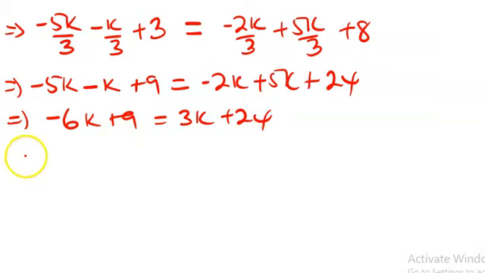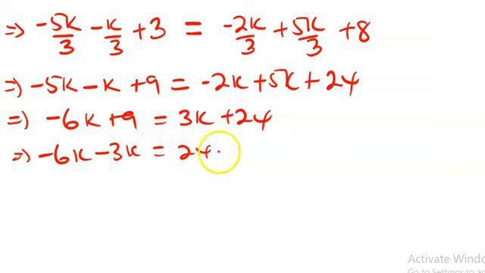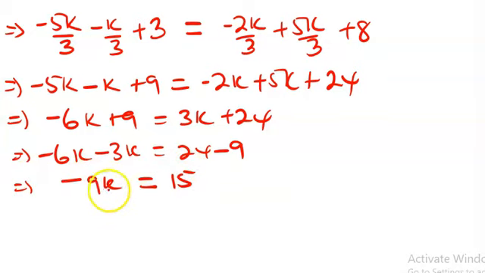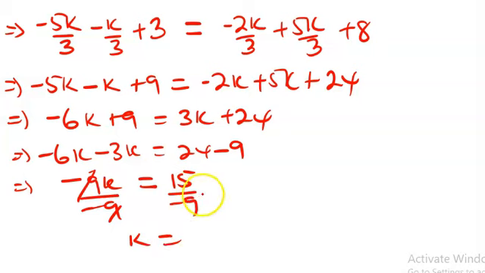So we group the like terms. Minus 6k minus 3k is equal to 24 minus 9. So we have minus 9k is equal to 15. We want to find k, so we divide both sides by minus 9. Therefore k is equal to 15 over minus 9, which is minus 5 over 3.